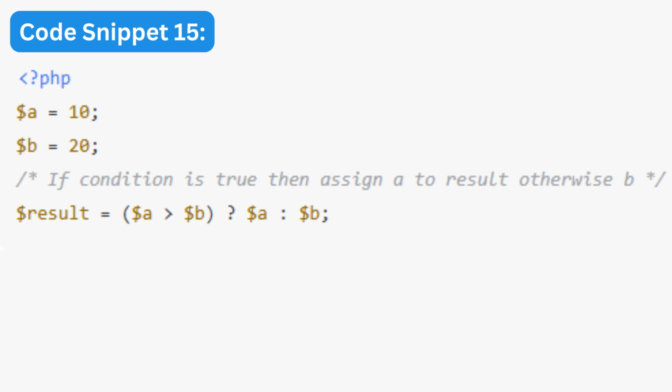If the condition had been true, meaning if A were greater than B, then the value of A would have been assigned instead. This simple structure allows us to make quick decisions while keeping the code extremely clean and easy to follow. The ternary operator is especially useful when you want to choose between two values based on a condition, such as selecting a minimum or maximum number, assigning default values, displaying different messages, or simplifying short if-else logic. Code Snippet 15 is a clear example of how the operator works behind the scenes and how PHP decides which value to store in the variable result.